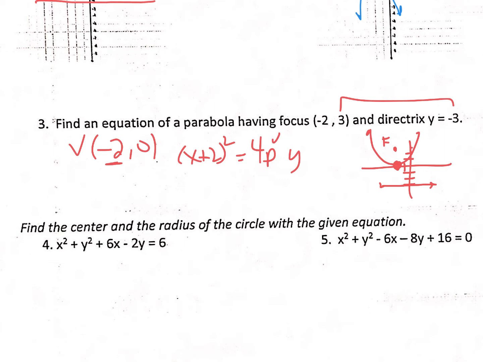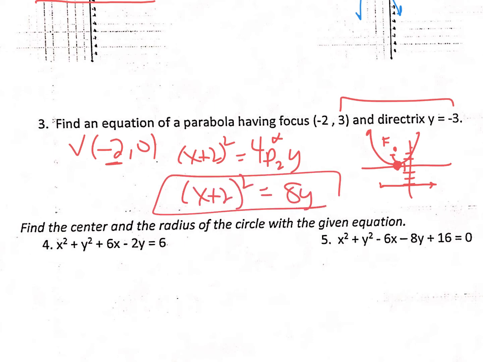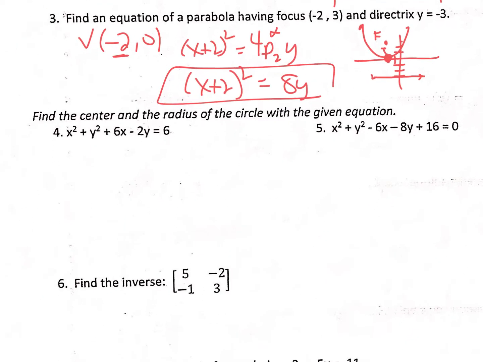So all I got to do is find p. P is how far it is from the vertex to the focus, which is 2, by the way. So I'm going to plug a 2 right there. 4 times 2 is 8, so I get 8y right there. And there's your equation.